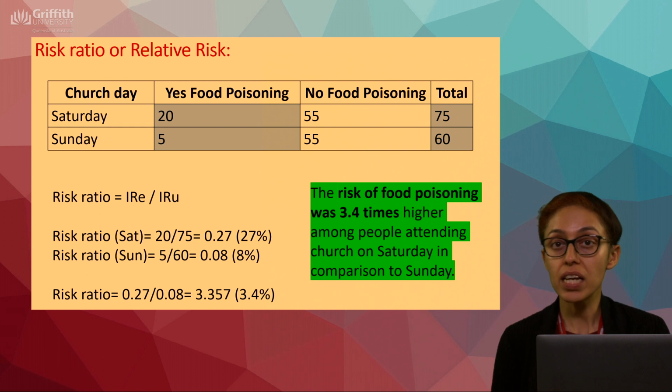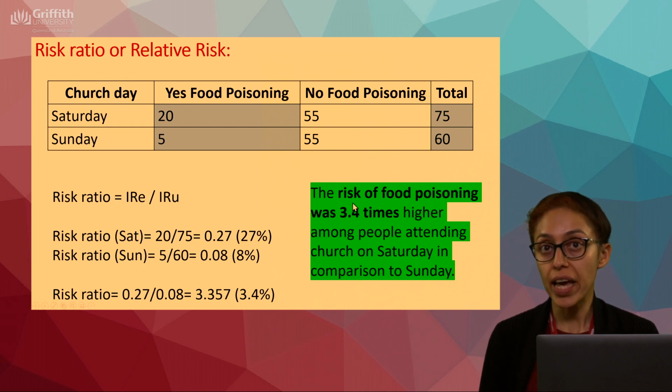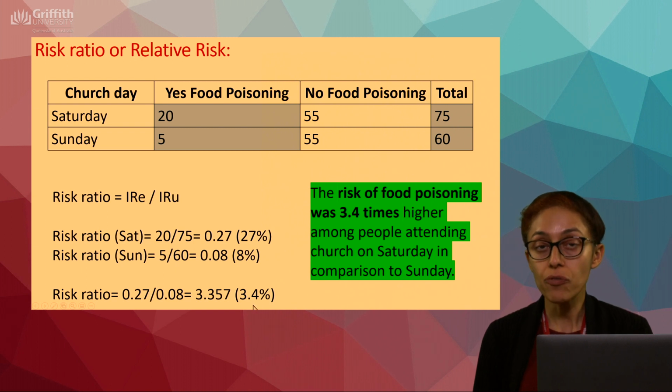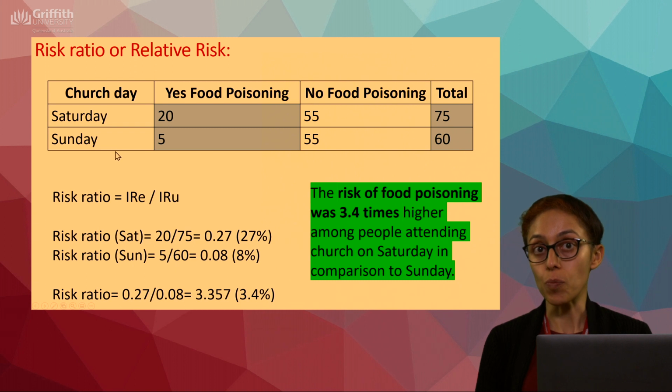So I hope this is clear, guys. So this is how we express risk ratio, where the risk of food poisoning was 3.4 times higher in the Saturday group versus the Sunday group, okay.